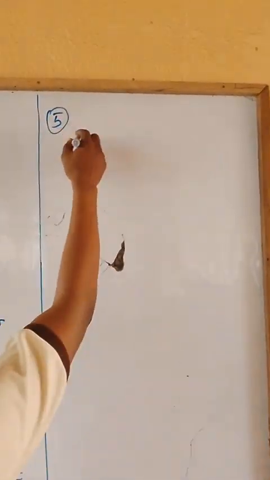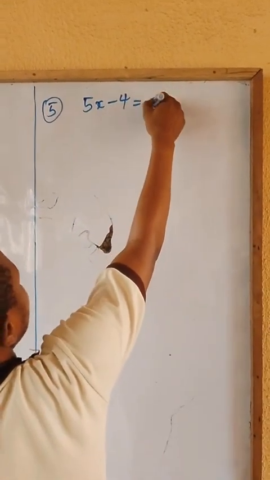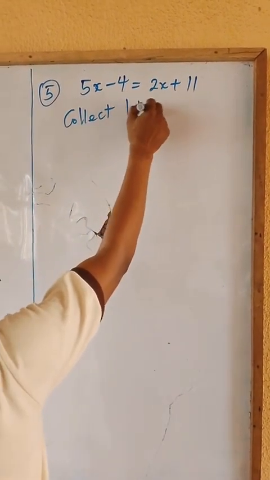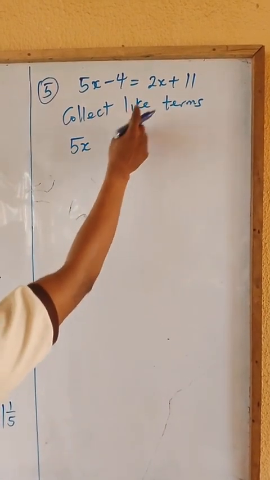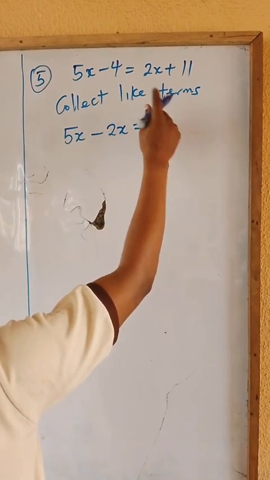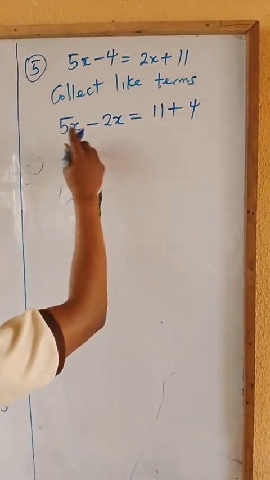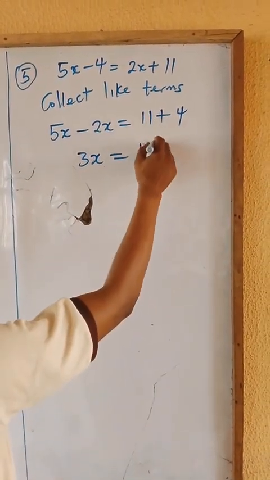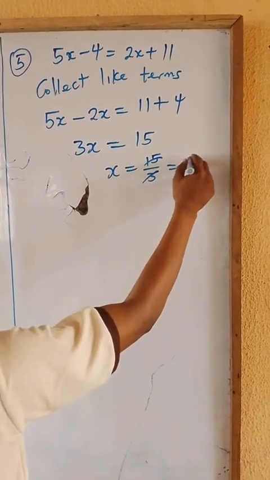Let's solve question 5. We have 5x minus 4 equals 2x plus 11. So we are going to collect like terms. And by the time we collect like terms, we are going to have 5x. When 2x goes to the other side of the equation, it's going to be minus 2x. Then we have 11. By the time minus 4 goes to the other side, it's going to be plus 4. So we have 5x minus 2x, which gives us 3x. 11 plus 4 gives us 15. So x equals 15 divided by 3. And our answer will be 5.